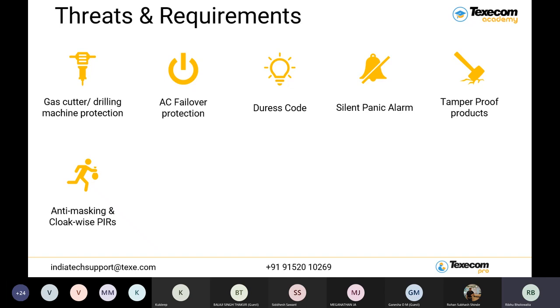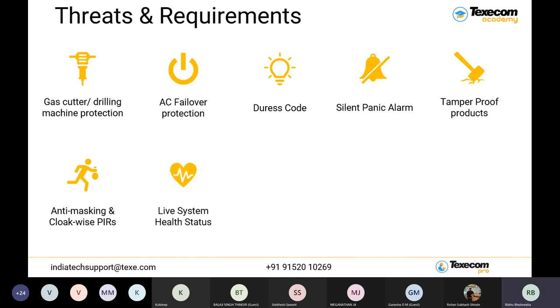If there is any insider who has informed someone that today we'll do the robbery from the bank, then as an insider, what will they do? They will cover the PIR motion so that the PIR will not do any detection. But if it is a high security PIR motion, that is called anti-masking dual technology. Anti-masking means if someone has masked that PIR or covered it with a black cloth or a wooden box, then that PIR will give me a mask alarm immediately. Such secure products you can use with Texecom if you are using it in the banks.